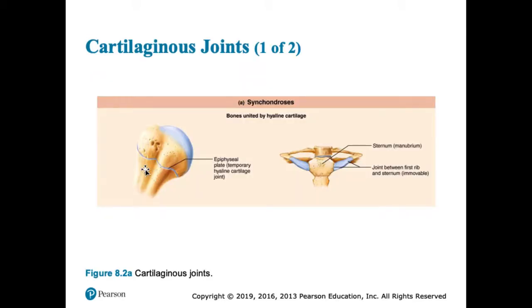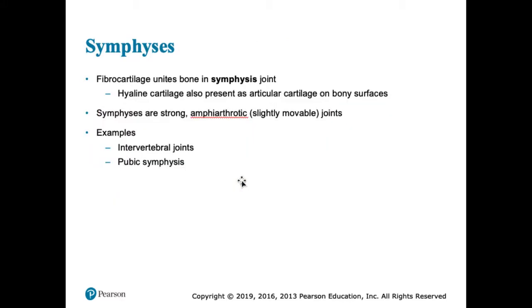So here are those bones that are joined by that hyaline cartilage. You can see that epiphyseal plate, there's the epiphyseal line, and then of course the sternum, you can see that joint between the first rib and the sternum and how that's immovable.